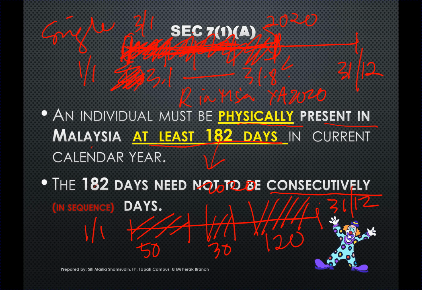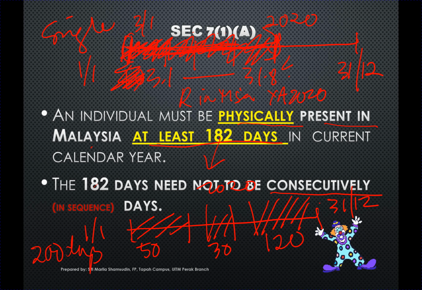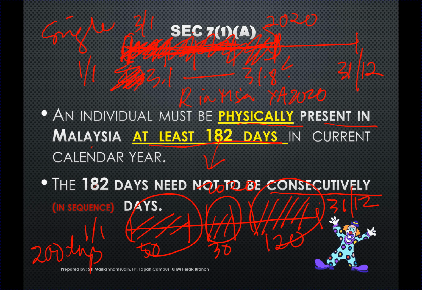Okay, bila kita campur ni dapat berapa altogether? 200 days, right? 200 days. Ini yang kita panggil sebagai multiple period. 1, 2, 3. Tapi dia still lagi dalam YA 2020. Dia tak langgar tahun. Jadi, kita boleh campur period yang dia duduk ni dalam dia punya multiple period ni. So, altogether awak dapat 200 days.